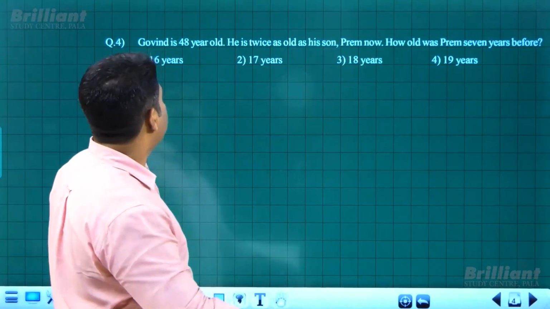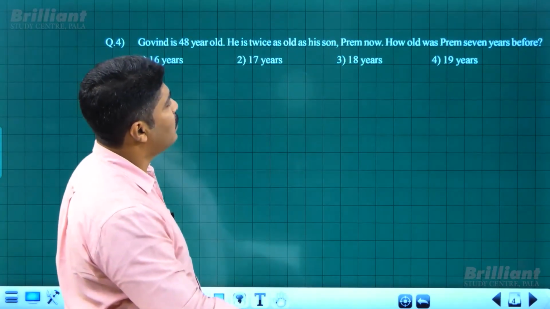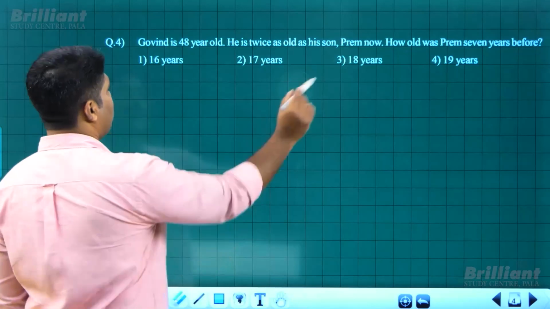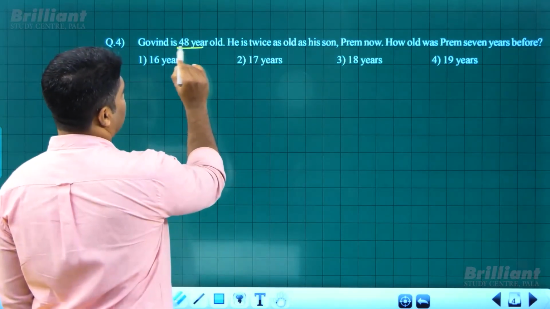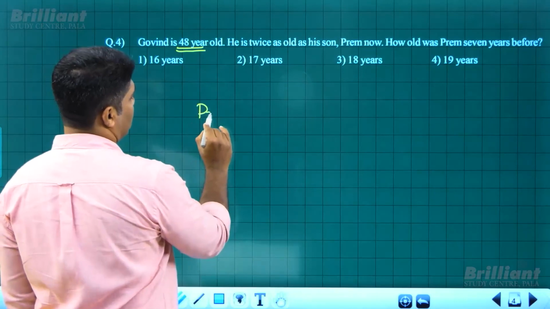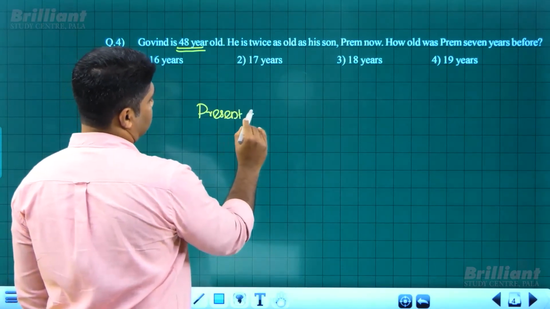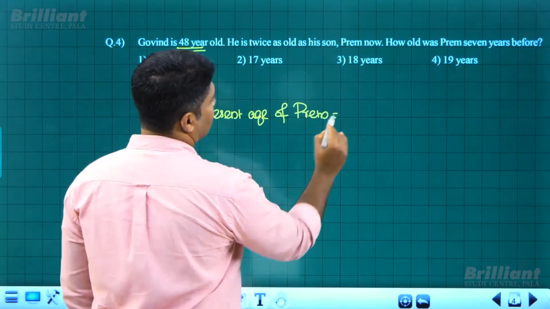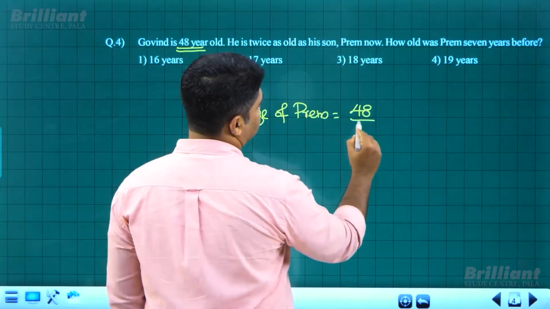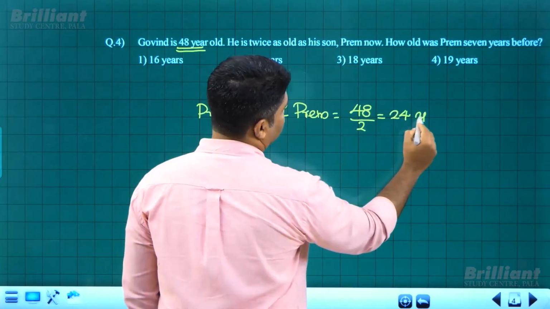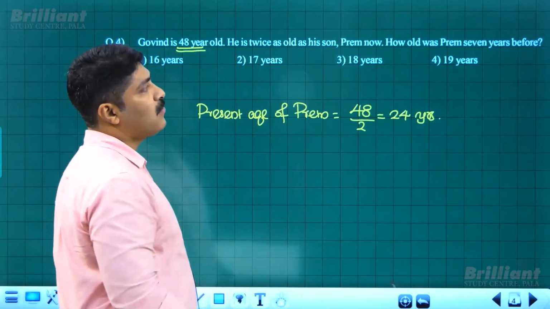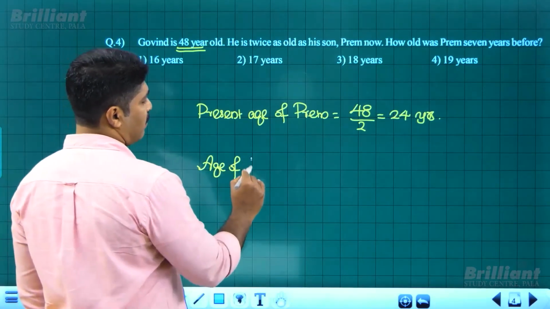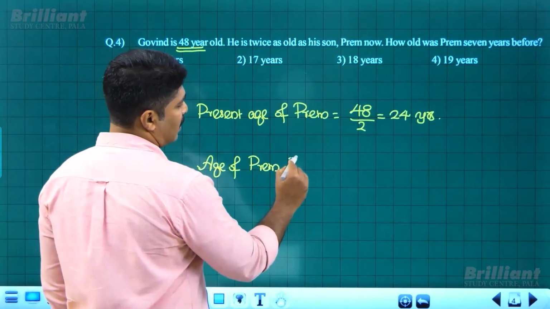Now the fourth question. Govind is 48 years old. He is twice as old as his son Prem. How old was Prem 7 years before? So therefore, the present age of Govind is 48 years. Therefore, the present age of Prem as a son here is 48 by 2, that is equal to 24 years. But we have to find out how old was Prem 7 years before. So the age of Prem 7 years ago.